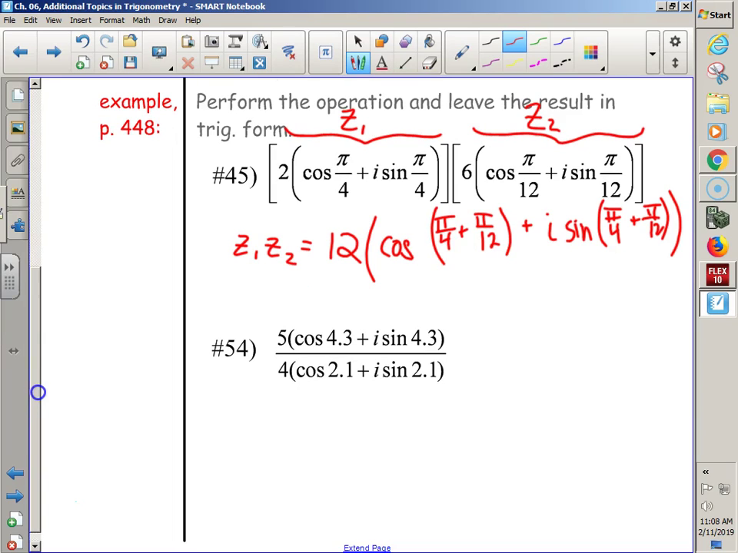So all we have to do to finish this off is maybe off to the side be like, wait a minute, how do I add fourths and twelfths? Anybody thinking common denominator times 3? Right? So 3 pi over 12 plus 1 pi over 12 is 4 pi over 12, which is? Pi over 3.